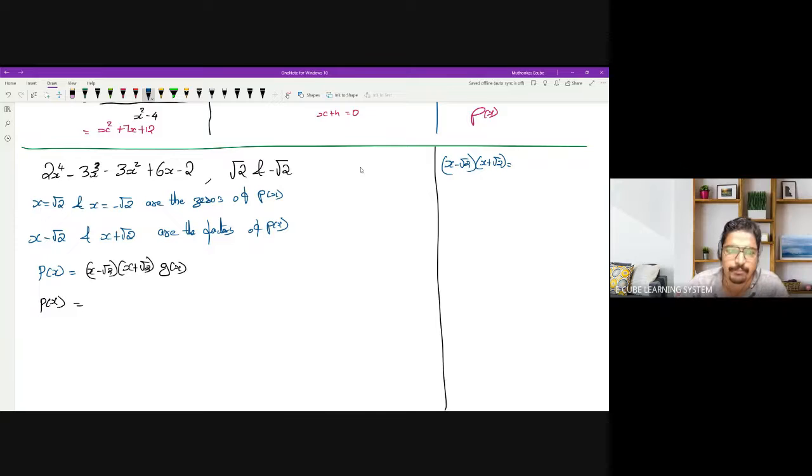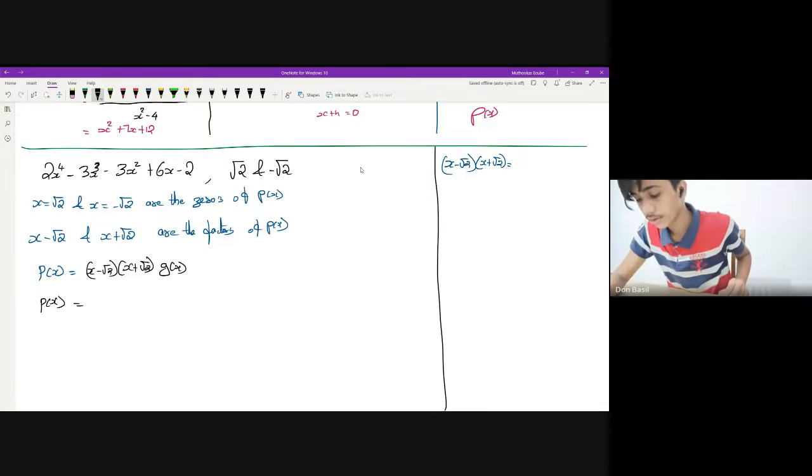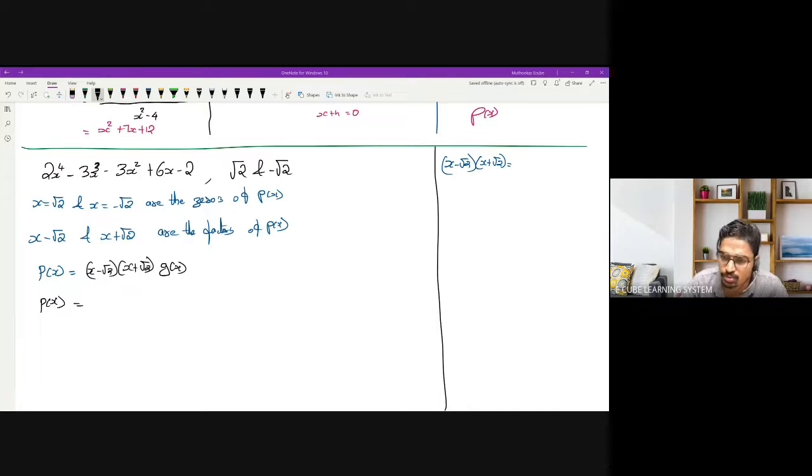Sir, x minus root 2 into x plus root 2 equal to, first what all terms we should multiply? X and x. Then we should multiply x and root 2. Then minus root 2 and x. Then minus root 2 and root 2. Term by term we should multiply each term with each other. So we get x into x become x square. X into root 2 becomes root 2x. Minus root 2 into x becomes minus root 2x. At last we have minus root 2 into plus root 2.